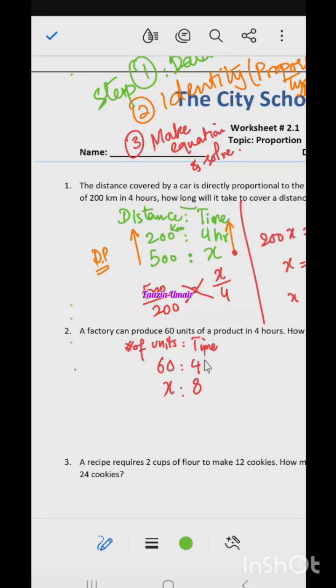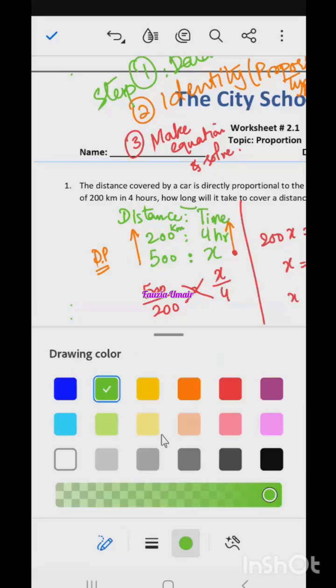Number of units and time. Correct. Direct proportion. The more the number of units, the more time required in which the factory can produce those units. If the number of units are less, less time is required to produce the units. Now we will do step 3.